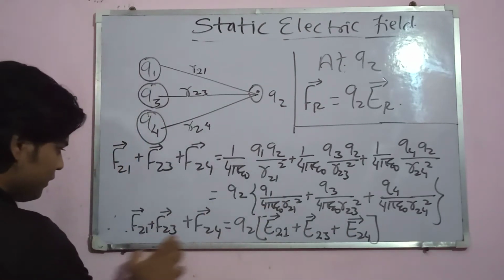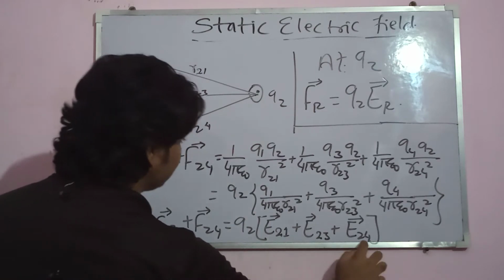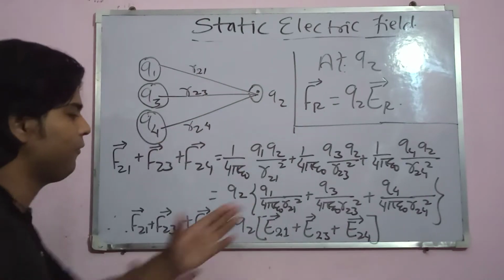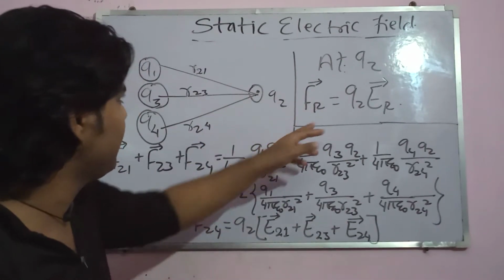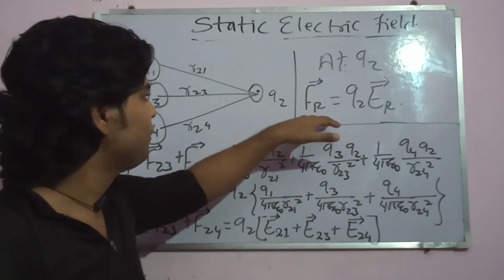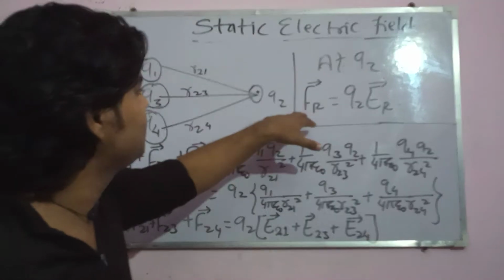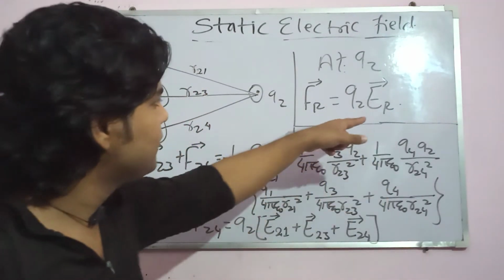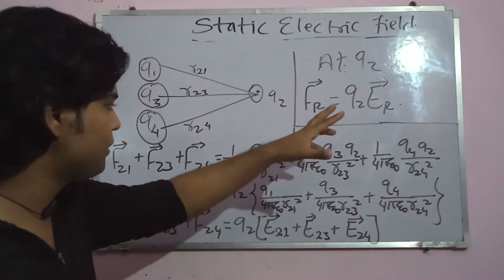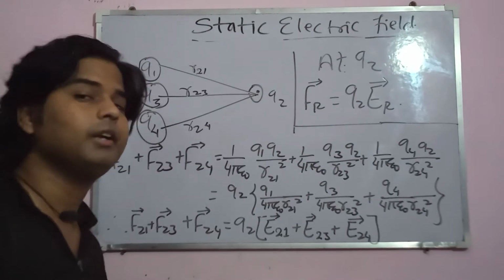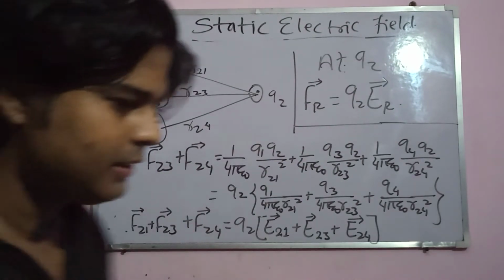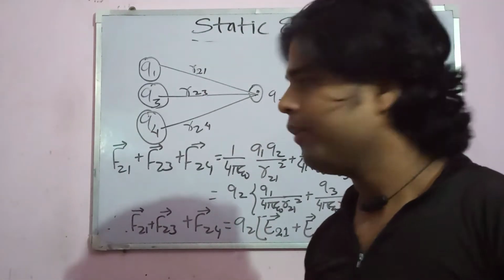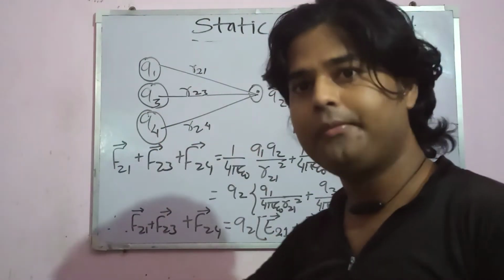This is the total force at Q2, and this is the total electric field by the charges Q1, Q3 and Q4 at Q2. Finally I can write the result of this analysis at Q2: the total electrostatic force is equal to Q2 into the total resultant electrostatic field at that point. From this conclusion, I can say that the electrostatic field is just a medium for the force to run over it.